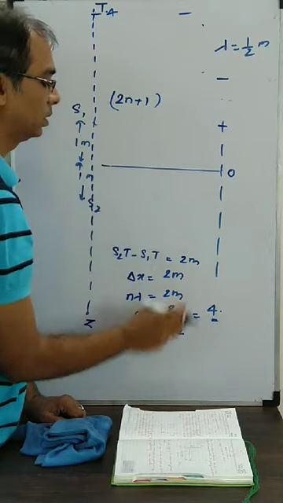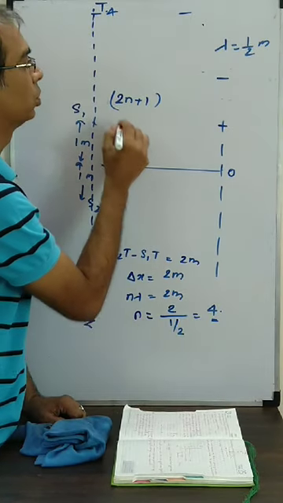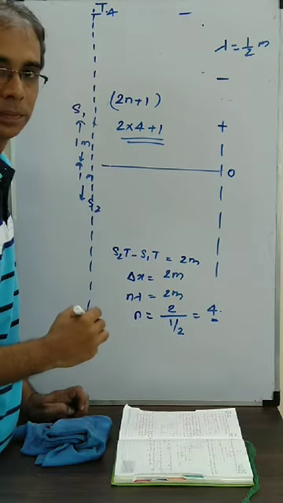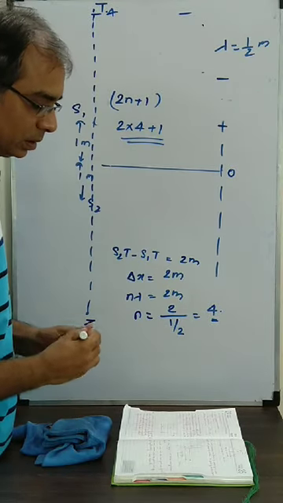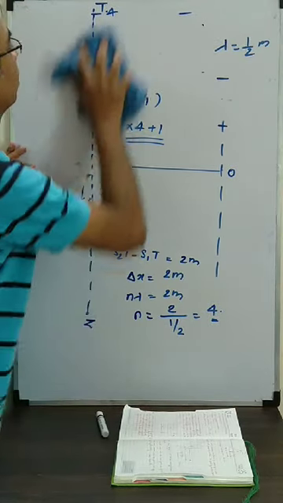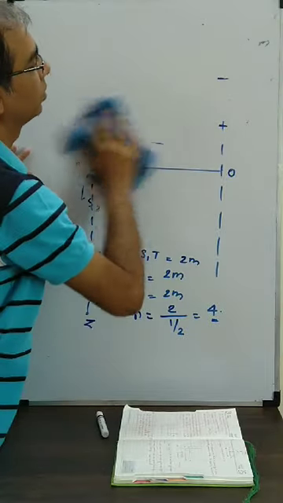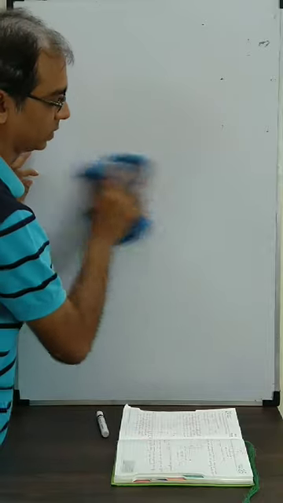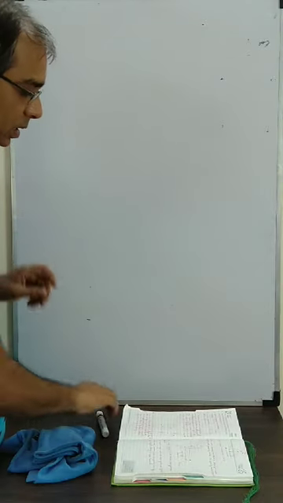What is n over here? This is n. So 2 into 4 plus 1. Let us solve another question. If we solve this one, all the interference problems will have been solved, and then we will start standing waves for longitudinal waves. So this is the question here.